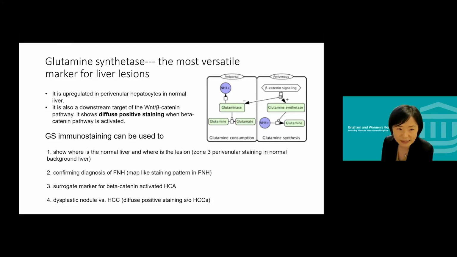So glutamine synthetase really has many uses. It can show you where the normal liver is, where the lesion is, as we already talked about. It helps you to diagnose FNH, which has the characteristic map-like staining pattern. And this third use is what I want to emphasize: this is a great marker for beta-catenin activated adenoma, and it's much more sensitive than beta-catenin itself. And then it has some use in distinguishing dysplastic nodule and HCC.